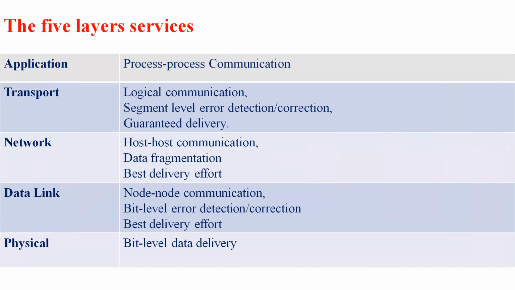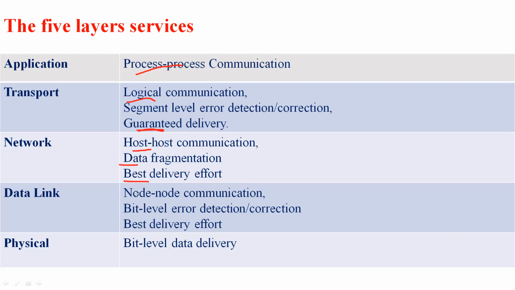So these are the services of the five different layers. The very first is the application layer, and its service is process to process communication. With respect to the transport layer, we have logical communication, segment level error detection or error correction, and guaranteed delivery of segments. In the case of the network layer, it's host to host communication. Fragments are transmitted, so it's data fragmentation, and best effort delivery is used to deliver the fragments.